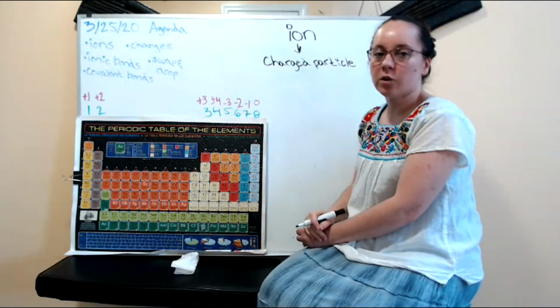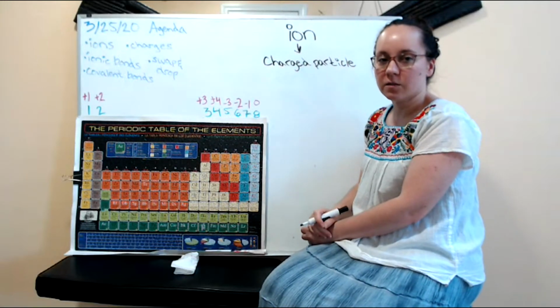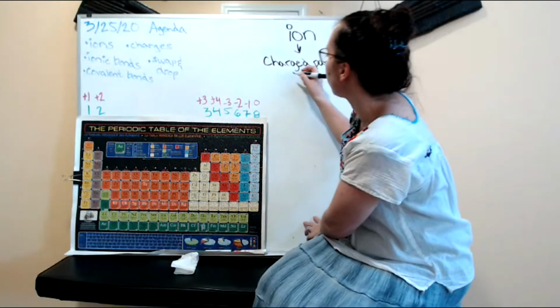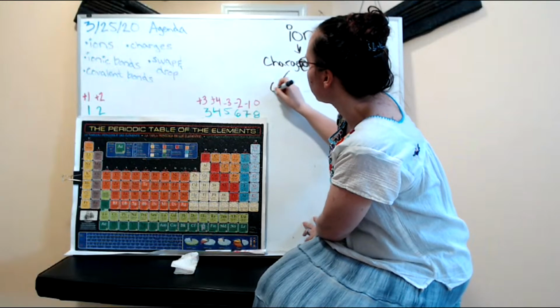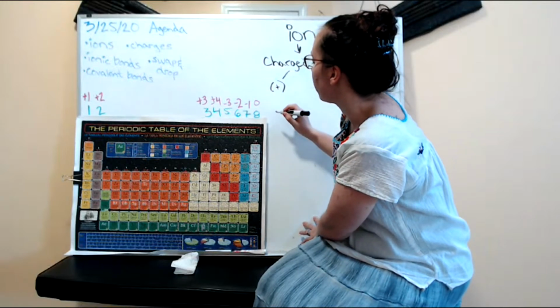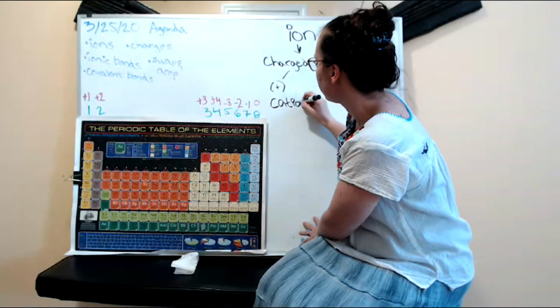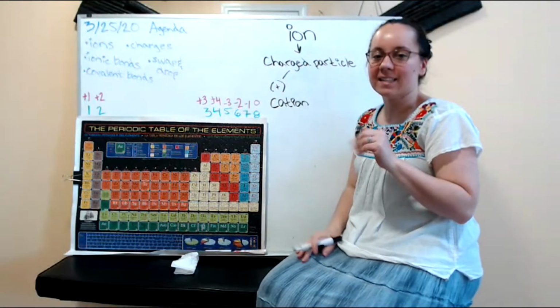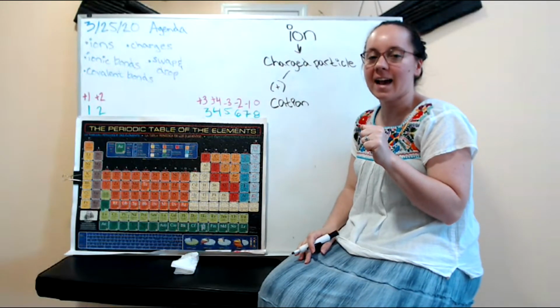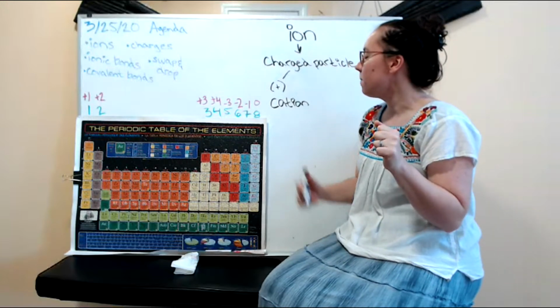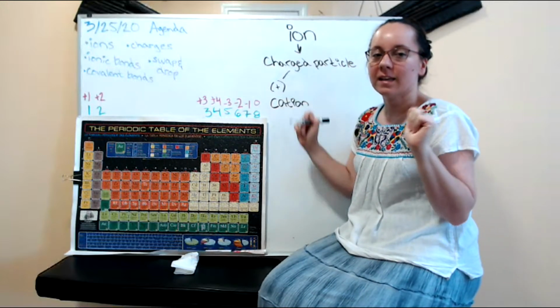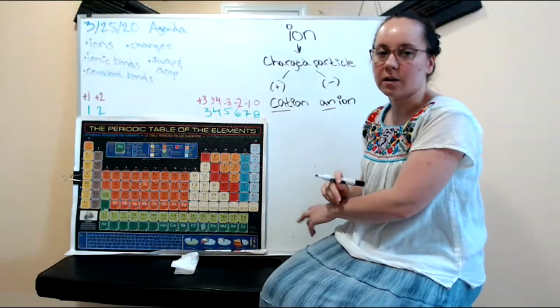That being said, you can have two charges. You can have a positive charge and you can have a negative charge. So if you are talking about a positively charged particle, that is called a cation. So yes, cat as in like kitty cat, as in a kitty cat has a paw. So positive cat, and anion means negative.